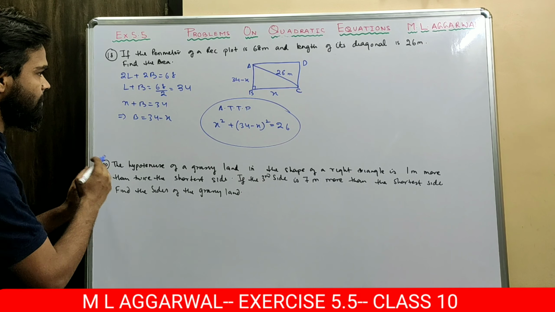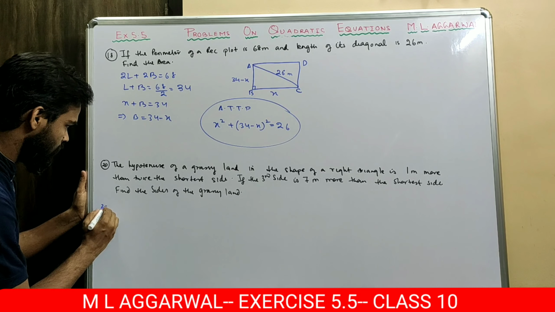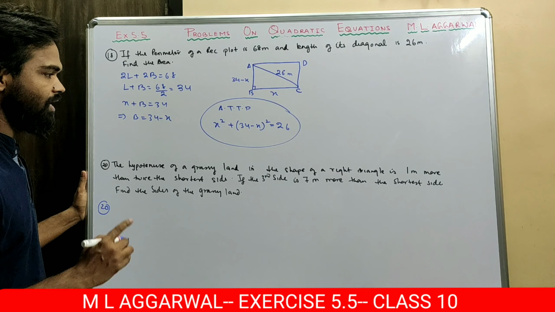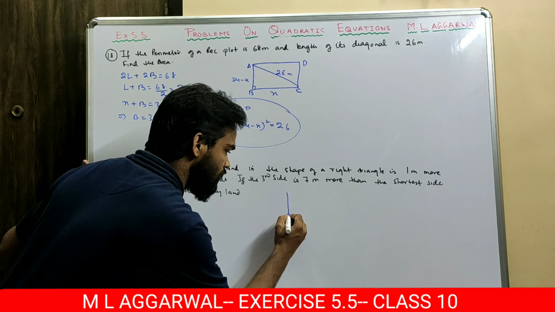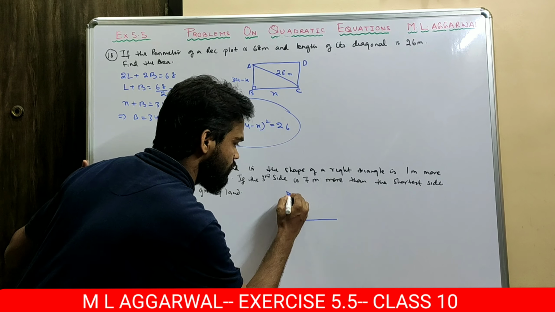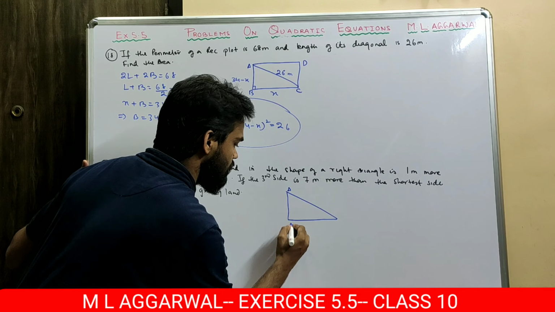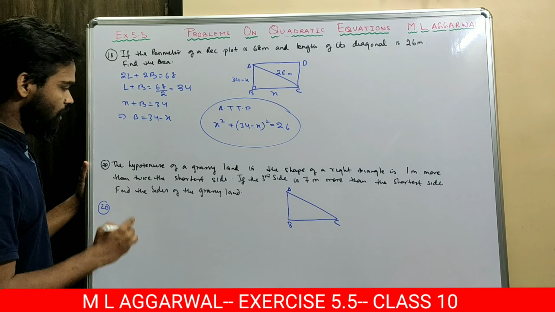Now look at sum number 20. The hypotenuse of a grassy land in the shape of a right triangle. Always draw a diagram if you can, okay, in this kind of sums. A, B, C. They told now. Now look at the sum.